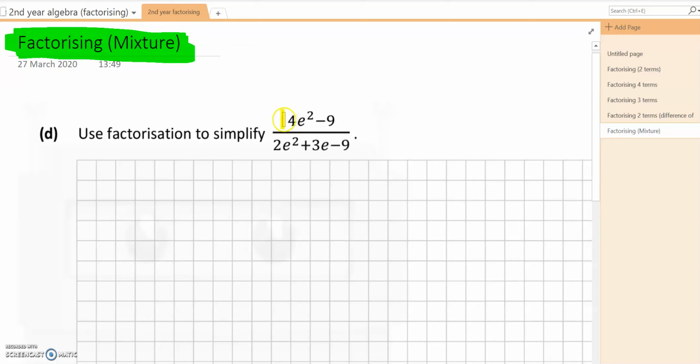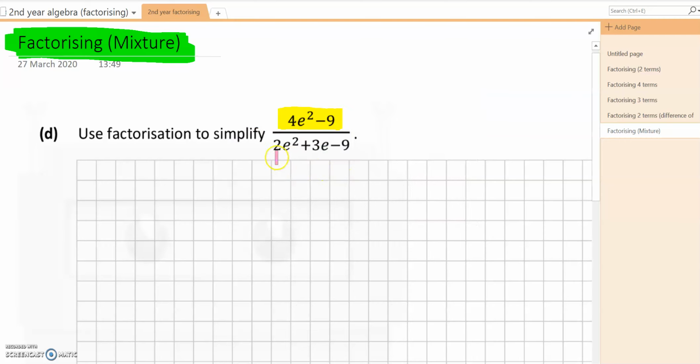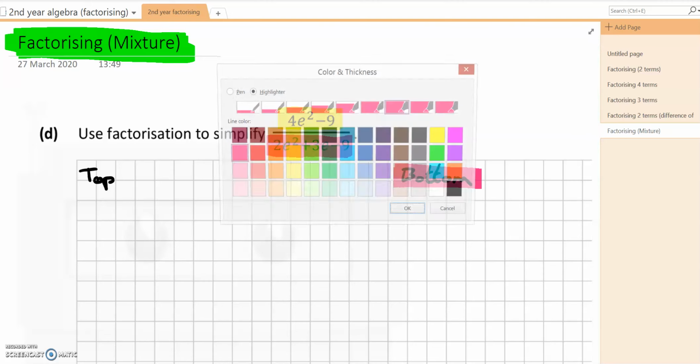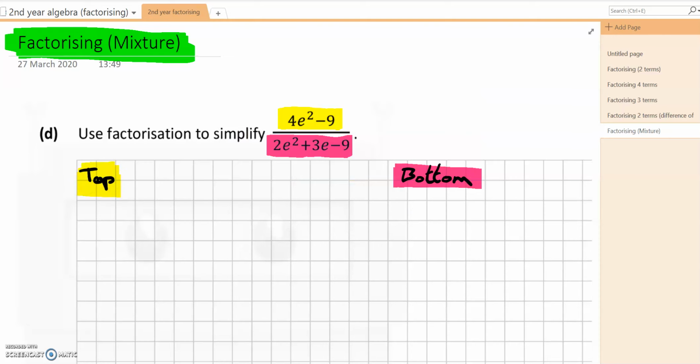example. We have a couple of terms up here, and below that we've got a three-term expression down here. So we have to factorize each of those separately. Okay, so let's do the top over here, and let's do the bottom one over here. So the bottom one was that pink, and the top one we have in yellow. So, right, let's do the top one first.